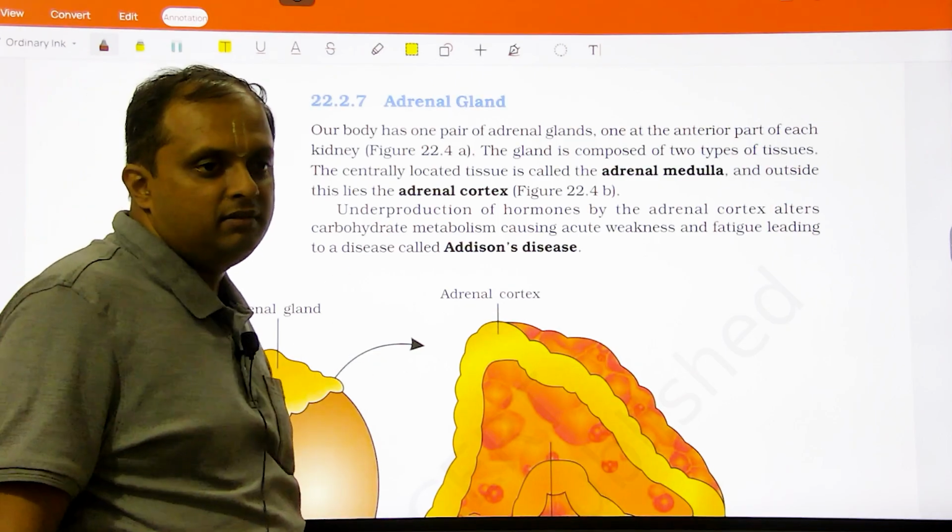The next gland that we will see is an adrenal gland.